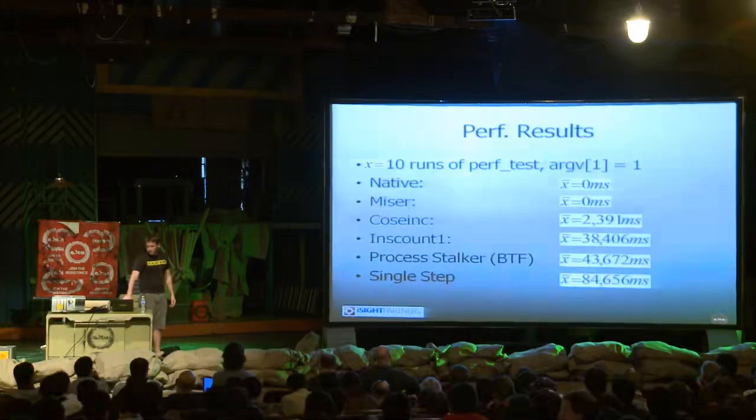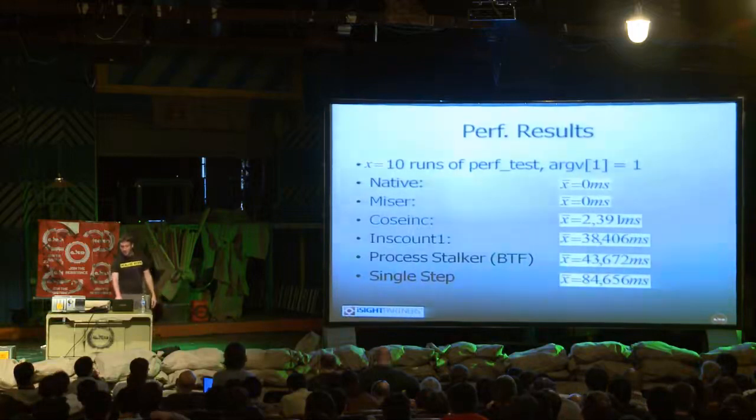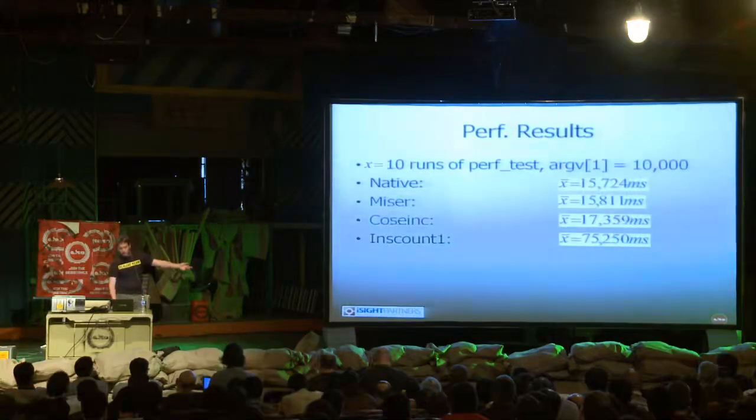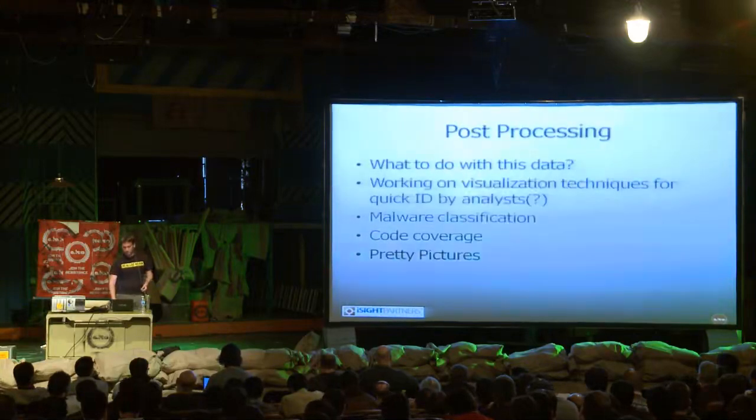The Cozinc trace suite is 2,391 milliseconds. Int_count1, which uses PIN, which is dynamic instrumentation, is huge. PagerDump's process stalker is huge, and if you single step through the code, that's how long it takes. So these are huge performance hits. Then to get some better perspective, this is the performance if you do 10,000 loops of that performance code I showed you. You guys can review the slides later. I don't want to go through this stuff, almost out of time.